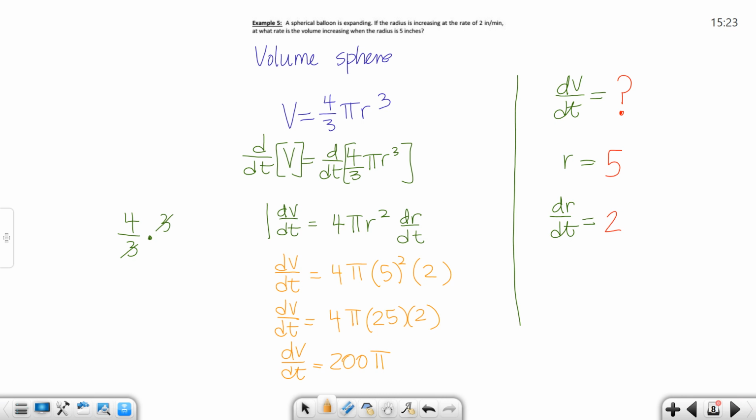Now volume is measured in cubic units. So since volume is measured in cubic units, it would be inches cubed per minute. Now I'm focusing on the 200 pi, but inches cubed per minute would be your rate. Let me say that again. Inches cubed per minute would be your units for your rate.